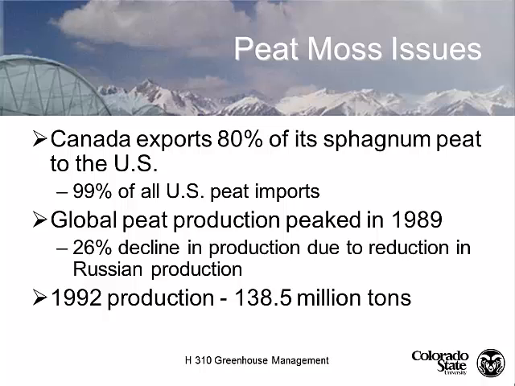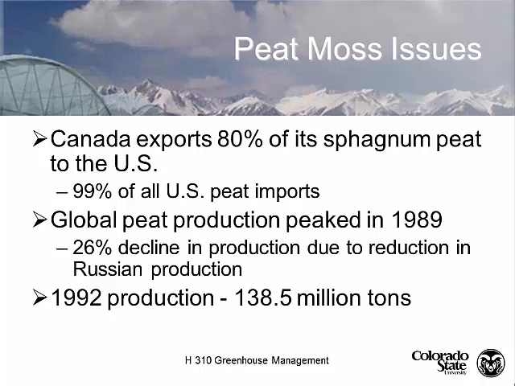Canada ships over 80% of its peat moss into the United States. 99% of the sphagnum peat that's sold in the United States comes out of Canada. A small percentage is now starting to come out of Germany. Global peat moss production peaked in 1989, and it declined with the Russian Revolution when the Soviet Union broke up, because most of the peat bogs in the world are actually in Russia.